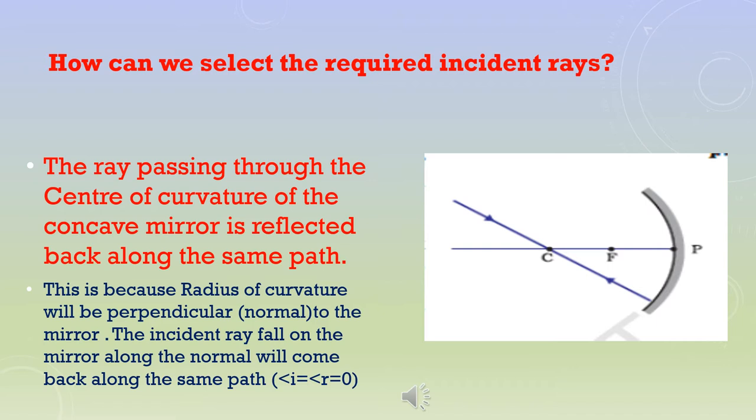See the first one. The ray passing through the center of curvature of the concave mirror is reflected back along the same path. If a ray is coming through the center of curvature, it will be reflected back along the same path. This is because the radius of curvature will be perpendicular to the mirror. As we said just now, an incident ray falling on the mirror along the normal will come back along the same path. Same thing is happening here also.